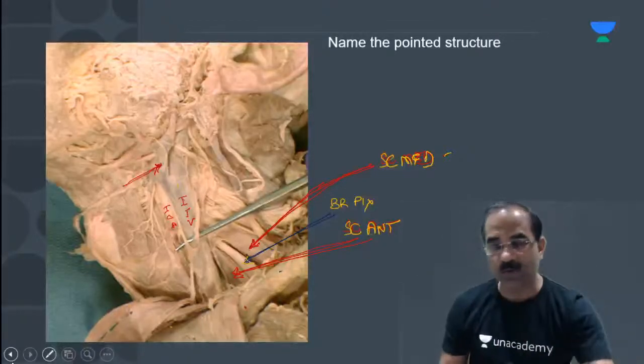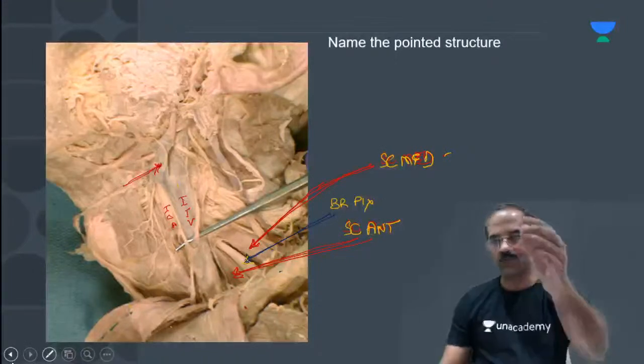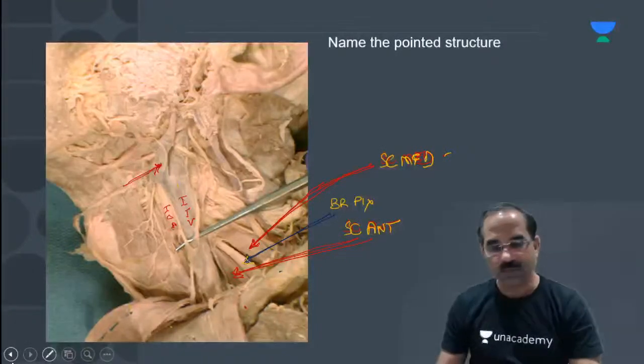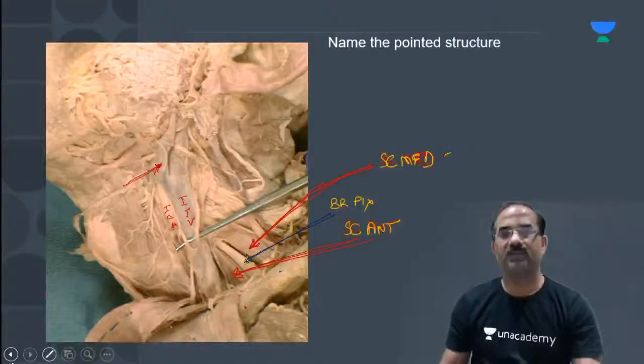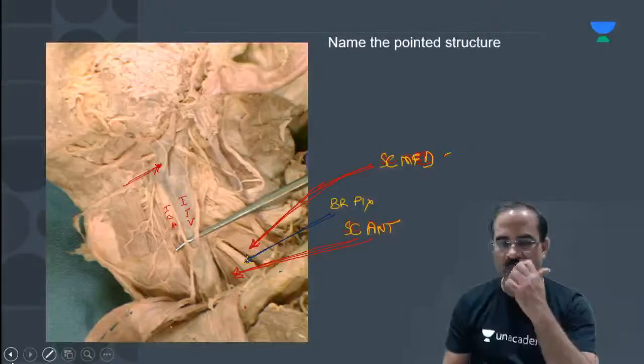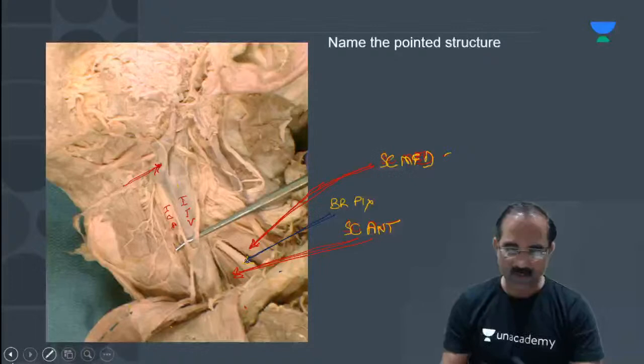The second is the common facial vein. There are more to come. We'll come to this. You get this vein from the thyroid also. Okay, I'll tell you as we proceed.